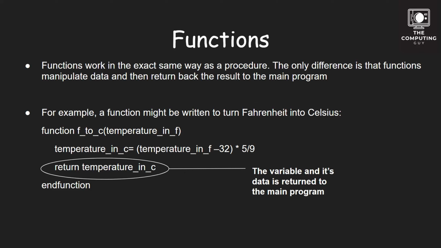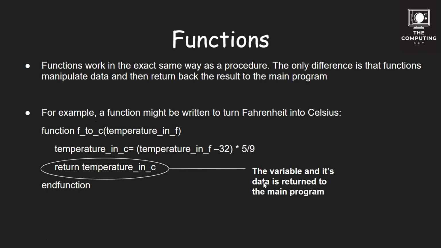So we've got an example here of a function that's written to turn Fahrenheit into Celsius. We've got the name f_2_c, and then the parameter is temperature_in_f. We've got a line of code that does the calculation, and then in this line of code, the answer is stored in the variable temperature_in_c. And we then return this temperature_in_c to the main program. The variable and this data is returned to the main program wherever it was.